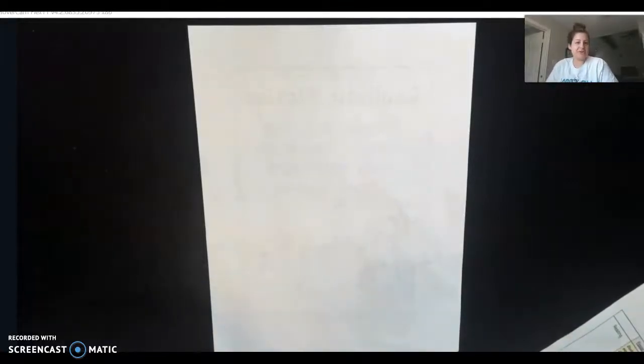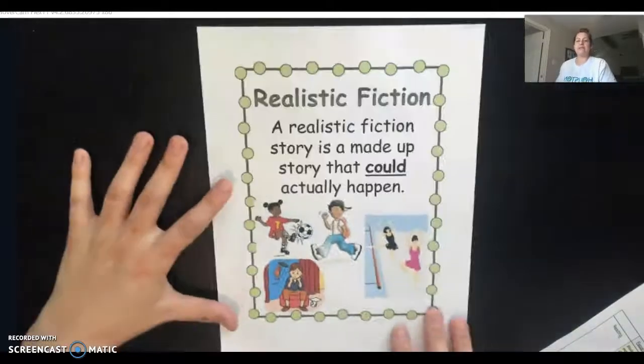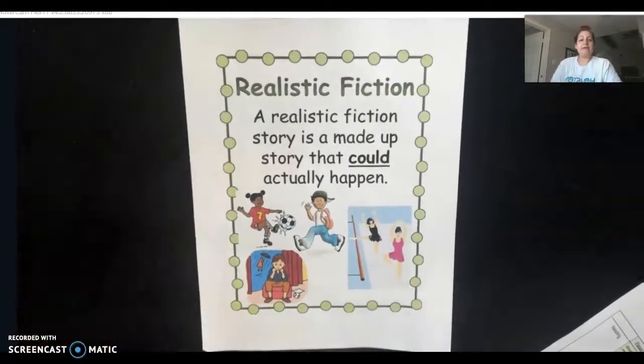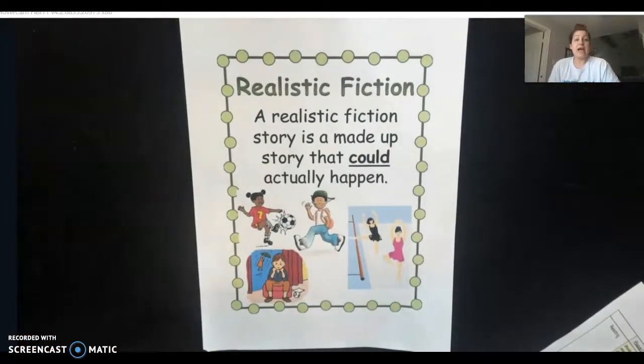Last week we started our first series books for realistic fiction genre writing. So let's review what realistic fiction is. A realistic fiction story is a made up story that could actually happen in real life. So it's things that could happen. It doesn't have anything make believe like dinosaurs or dragons or magic. It's things that we could actually do that could actually happen in real life.